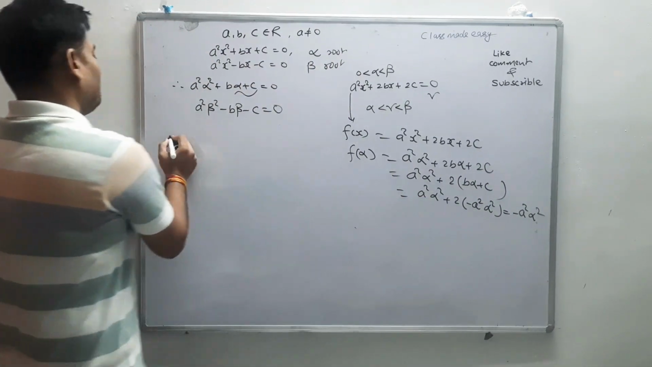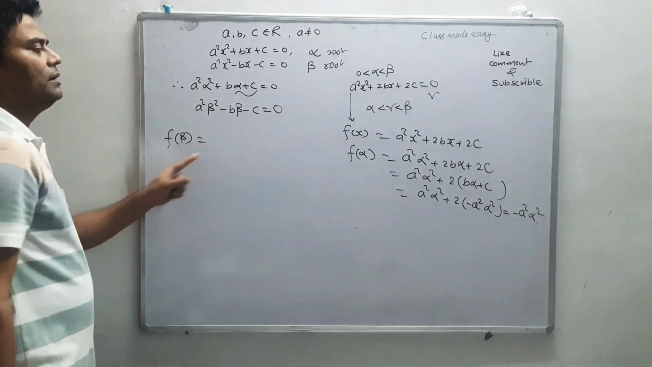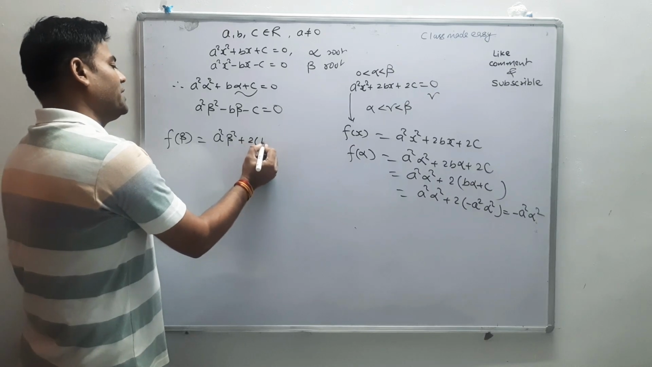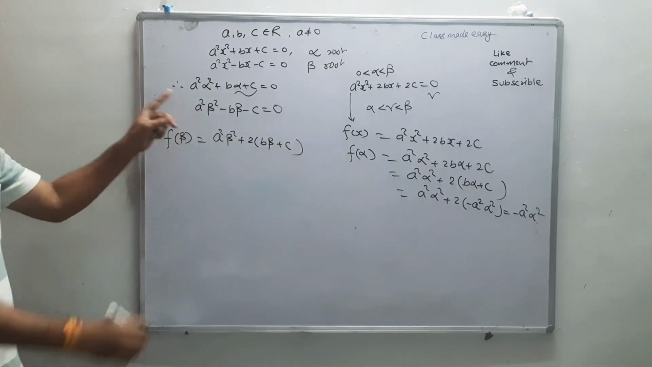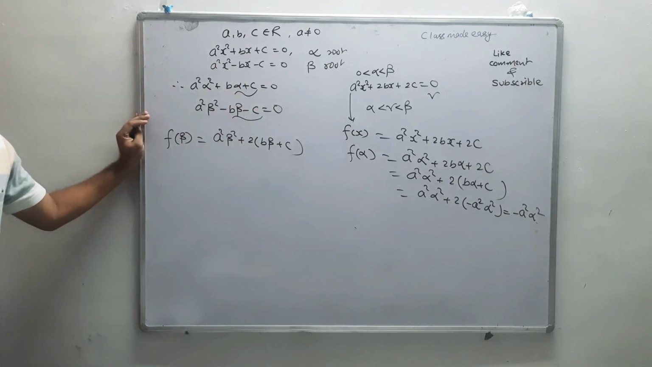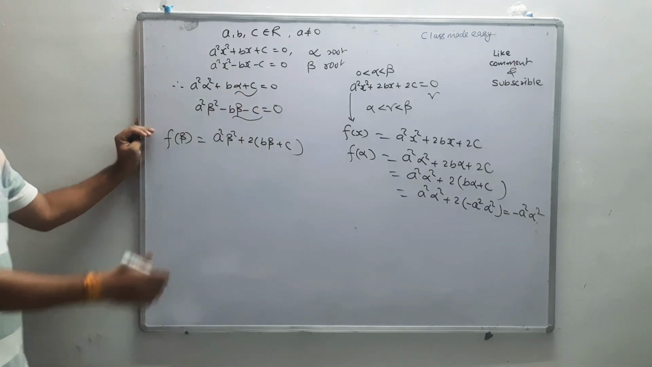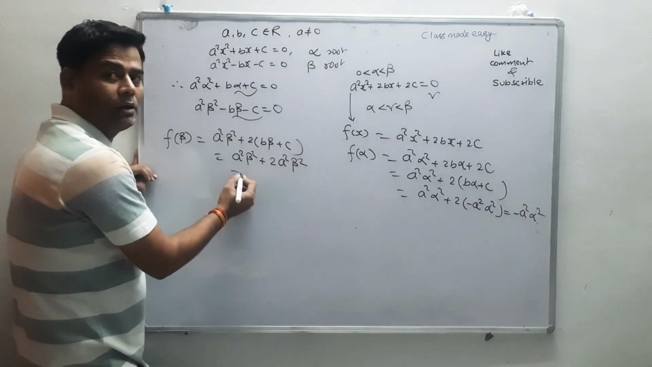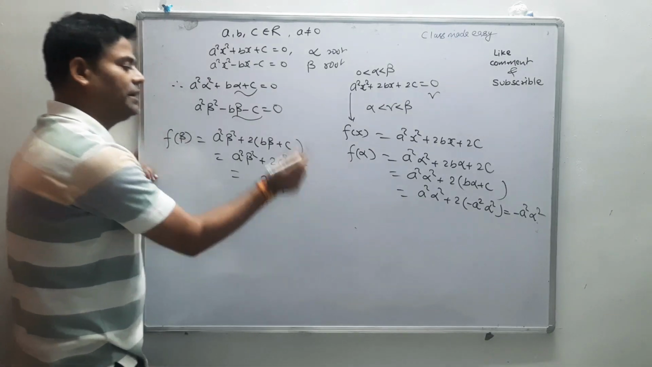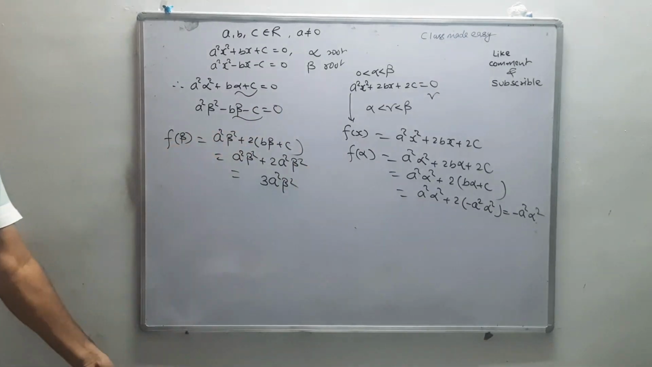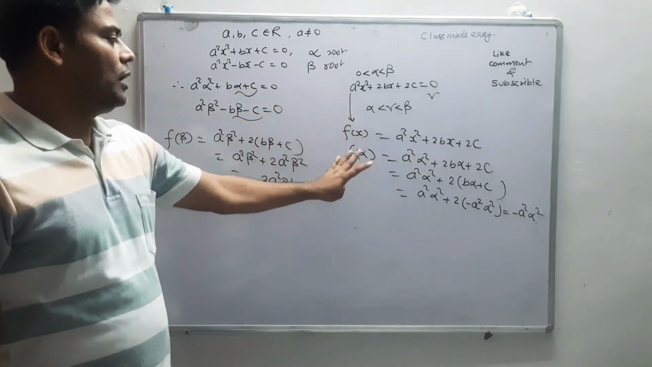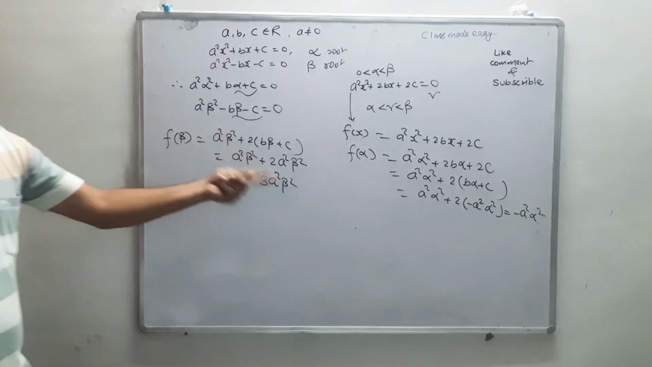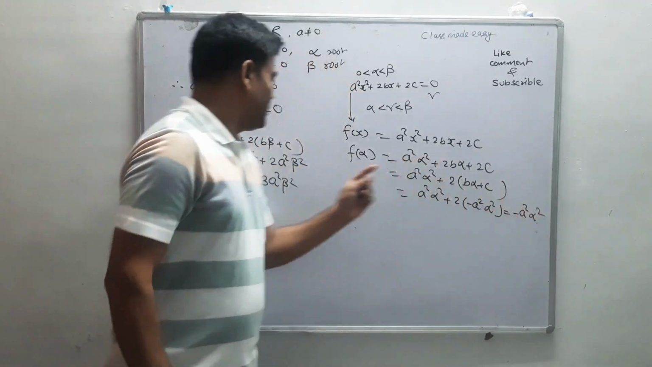Now f(beta). If I put beta here, I will get a²β² + 2(bβ + c). From the second equation, substituting the value of bβ + c, it is a²β² + 2a²β², which is 3a²β². So now we have two conditions: for the function f(x), if you put alpha you will get a negative sign, and if you put beta you will get a positive sign, because these are squares, negative and positive.